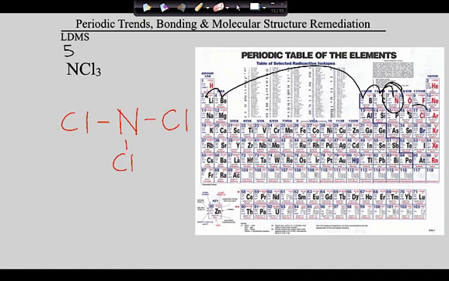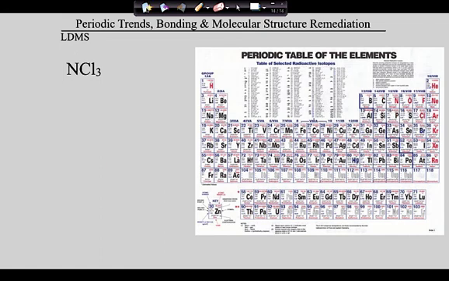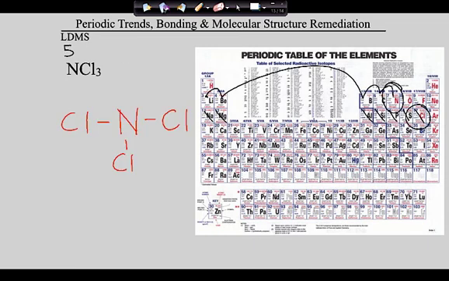Then we find chlorine. Chlorine is element number 17. It has 1, 2, 3, 4, 5, 6, 7 valence electrons. So chlorine has got 7 valence electrons, but there are 3 of them. So that means a total of 21. Adding those up, we've got 26 electrons.